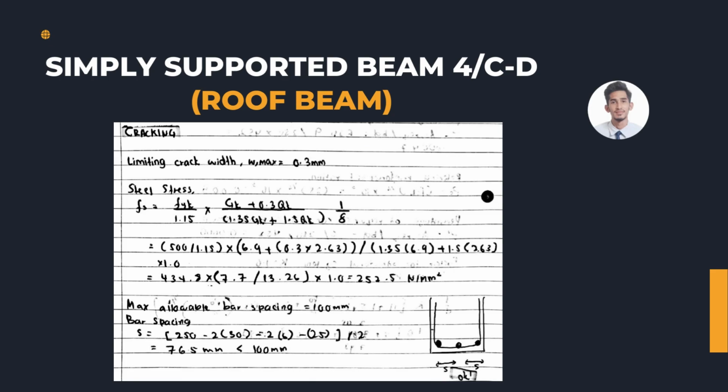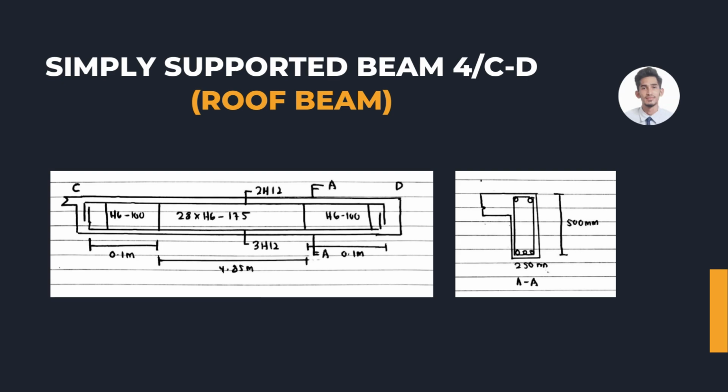For the cracking, limiting cracking width, we use 0.3 mm. So for steel stress, we got 252.5 Newton per mm squared. So max allowable bar spacing, we use 100 mm. When we calculate the bar spacing, the S is less than 100 mm, so the result is okay. So this is detailing for the simply supported beam C to D.